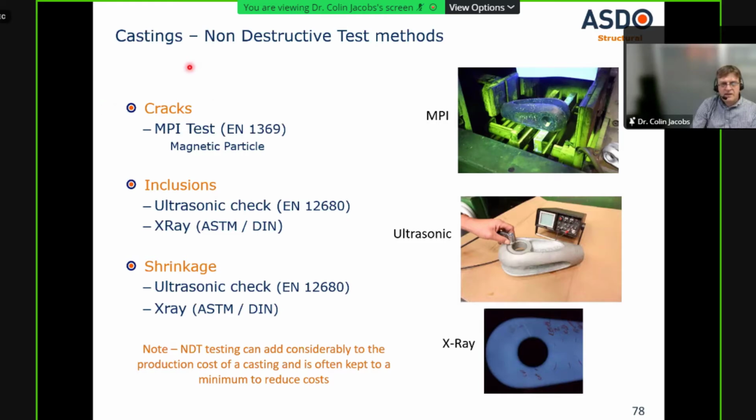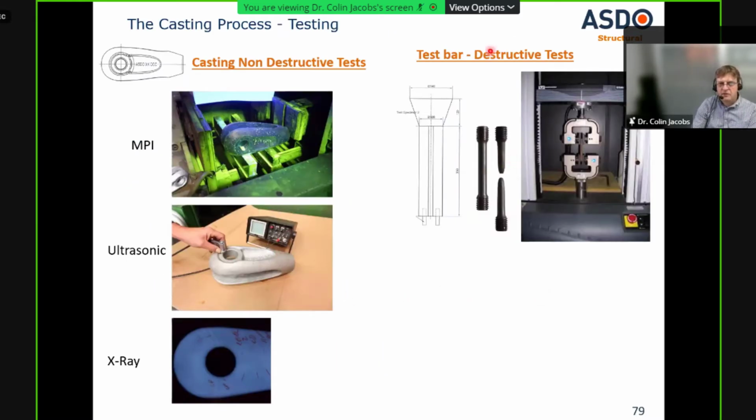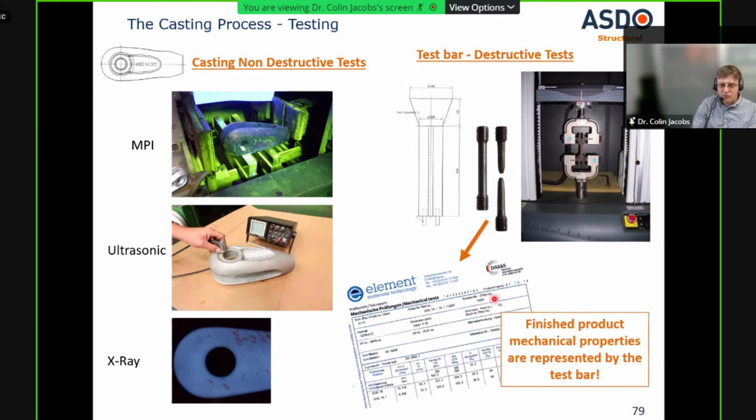With NDT, non-destructive test methods, you've got several methods. For cracks, you can use the MPI test. So we can test the product for cracks. We can test it for internal defects using ultrasonic, or we could even X-ray. All these can be done without destroying the casting. We don't want to destroy the casting, but it does not tell us what the mechanical properties of that casting are. To do that, we have to do a destructive test. So we have to take our test bar, produce tensile samples, and test them. That will then give us our material test cert.